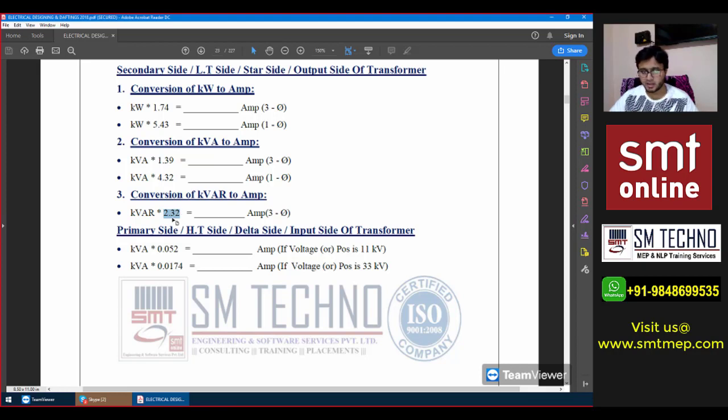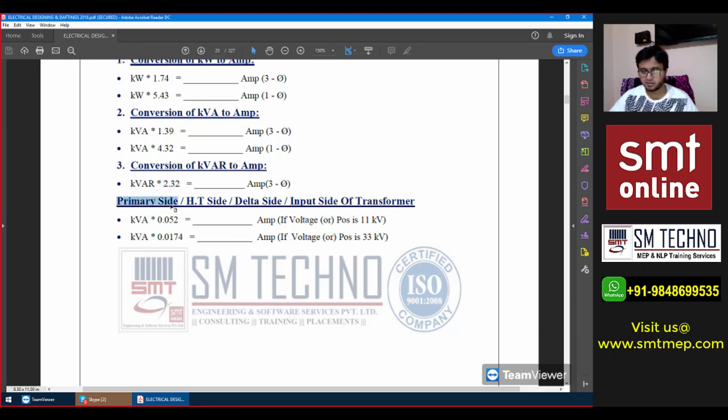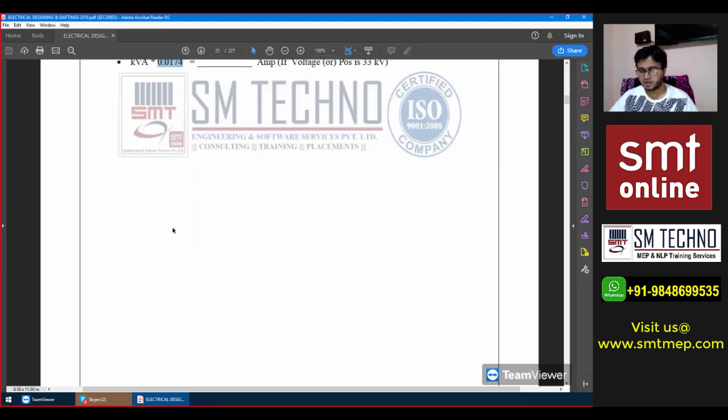That's it. And if you're working with respect to the primary side or the high tension side or delta side or input side of transformer, and if the point of supply is 11 kV for your building, multiply with 0.052, meaning the input side of voltage I'm talking about. If the input side of voltage is 33 kV, multiply with 0.0174. Okay, these are the multiplying factors.